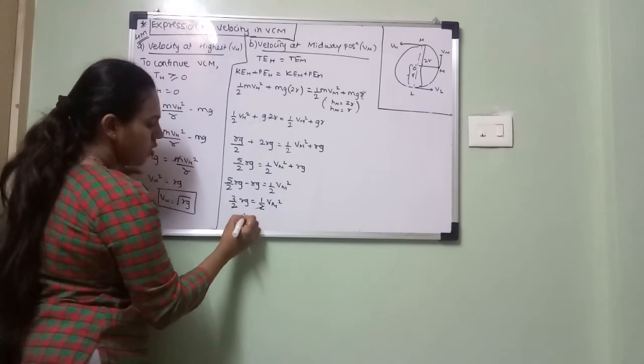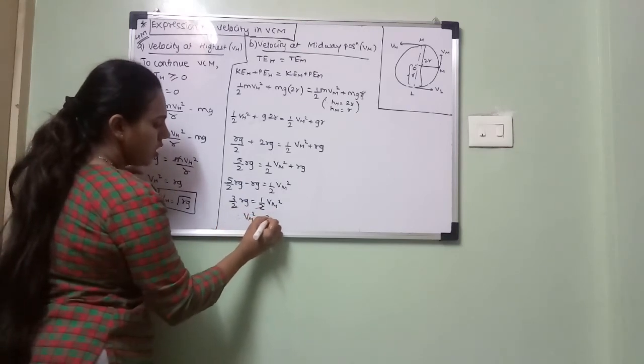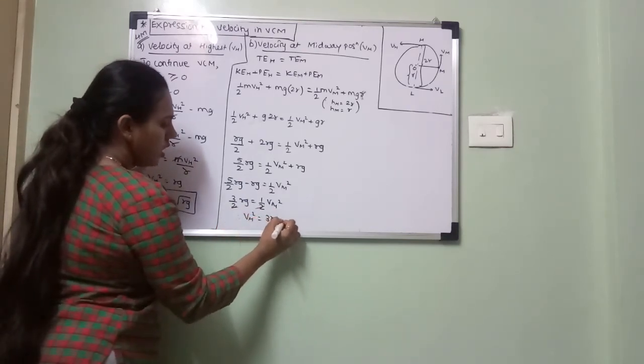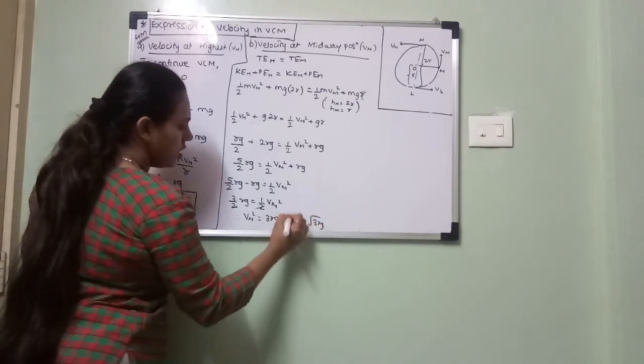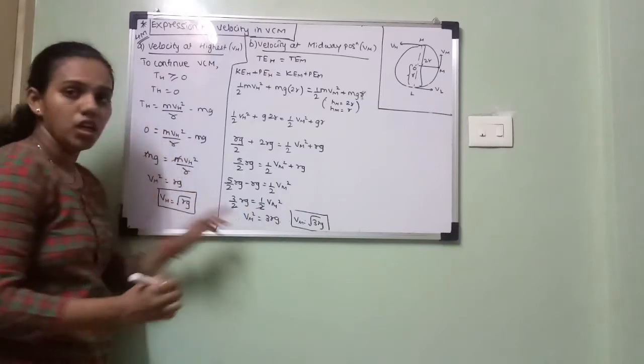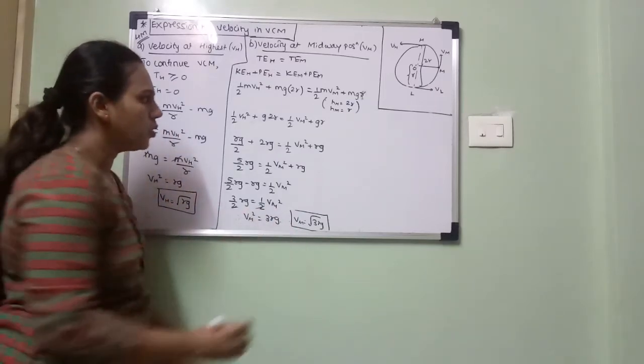Half will get cancelled out. So Vm square is nothing but 3 Rg. So therefore Vm is equal to under root of 3 Rg. So you have got the velocity at the midpoint as under root 3 Rg.